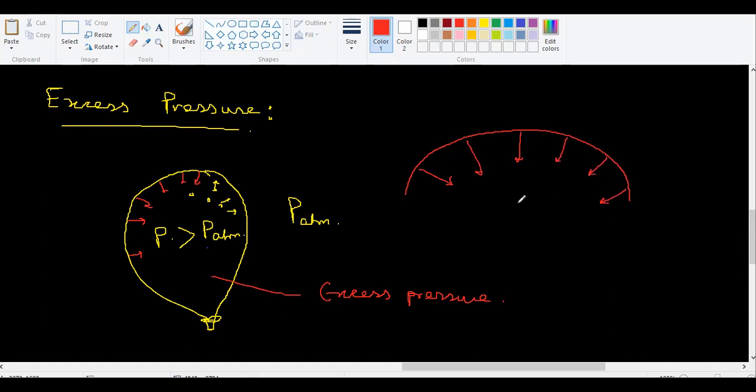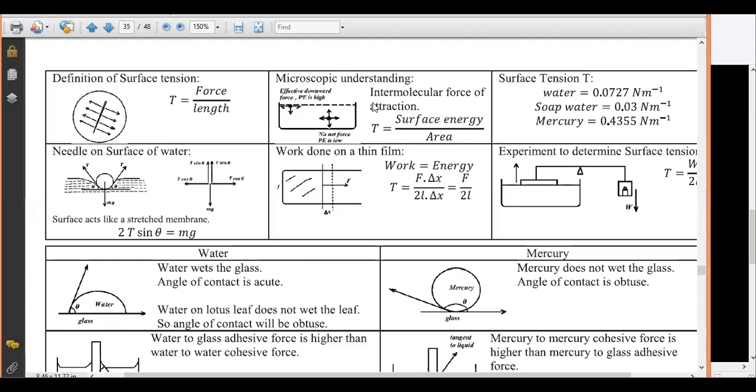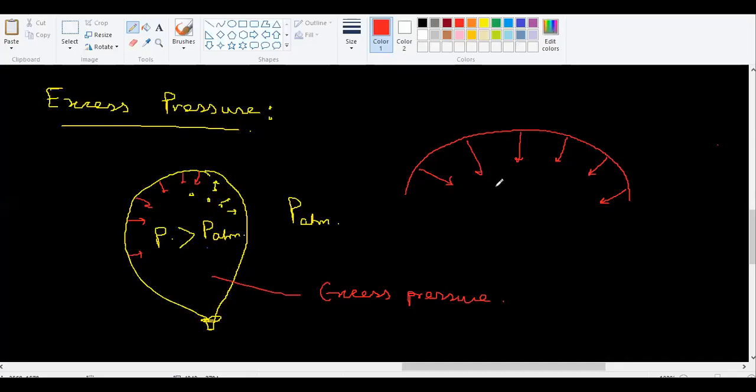In surface tension also, we say that there is some kind of force acting inside. Why? Can anyone tell me why I am drawing arrows like this? Why am I saying there is a force like this? Anybody? I'll give you a clue. What did we study in microscopic understanding? Particles. Intermolecular forces of attraction. That means on the surface, there is some net force acting towards the inside, and that net force on the surface is what gives rise to the surface tension.